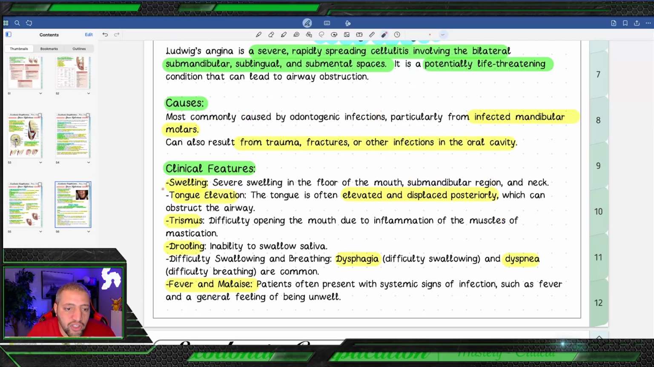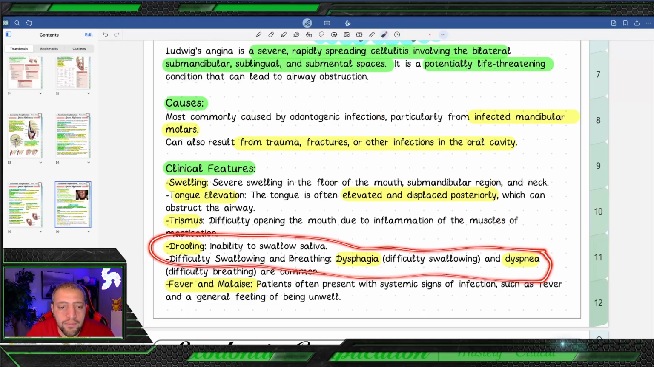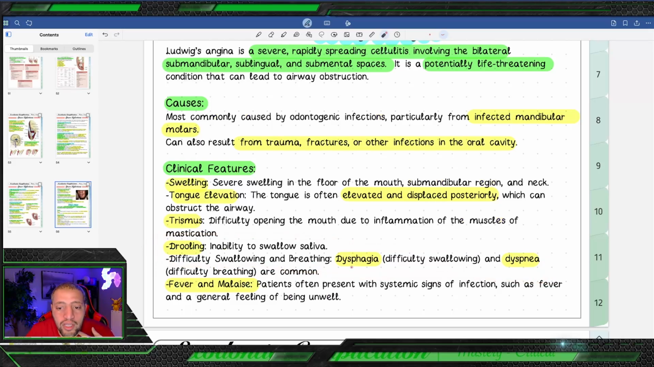What are the clinical features? Swelling, tongue elevation, trismus, because the muscles of mastication are compromised, drooling, inability to swallow saliva, difficulty swallowing, which is dysphagia, and dyspnea. Dyspnea is difficulty breathing. So these are the main three words for Ludwig angina: drooling, inability to swallow saliva, dysphagia, difficulty swallowing, and dyspnea, which is difficulty breathing.